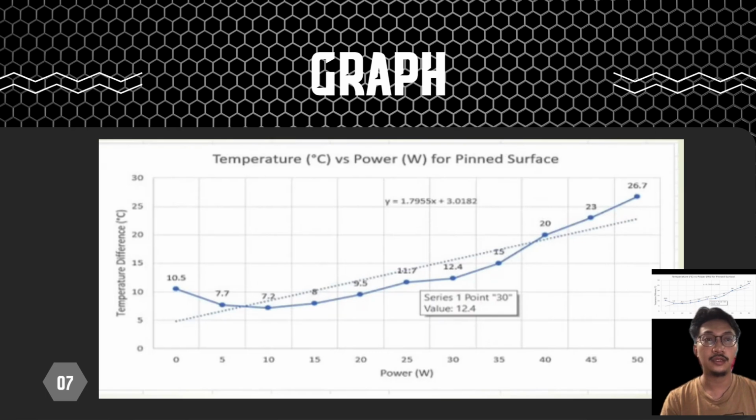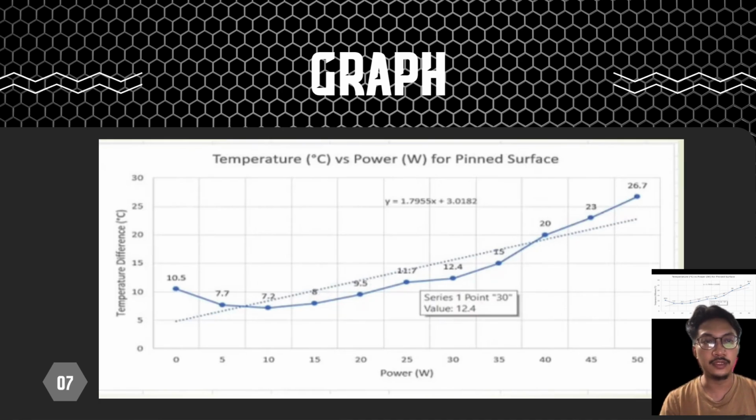So next, temperature difference versus power for the pin surface. This chart investigates the relationship between temperature difference in Celsius and applied power in watts for the pin surface. As expected, increasing the power input leads to a general increase in temperature difference. The data points generally follow an upward trend, indicating that more power results in higher temperature difference.